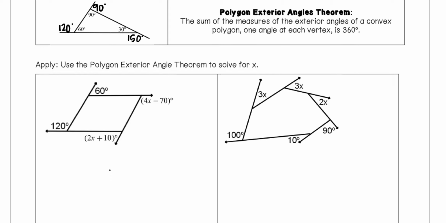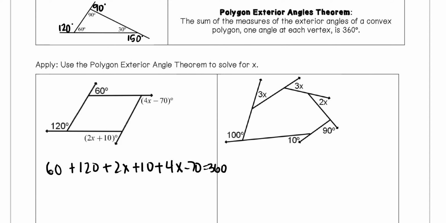In this next example, we don't have a triangle anymore, but we do have a quadrilateral. Even though this has a different interior angle sum than the triangle did, its exterior angles, based on the polygon exterior angles theorem, should total 360. That means that if we take all four of these exterior angles, 60, 120, 2x plus 10, and 4x minus 70, and take their sum, it should be equal to 360.